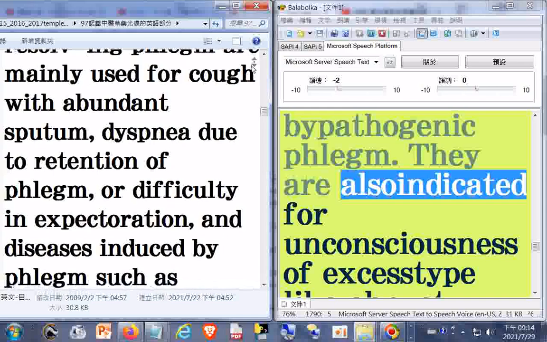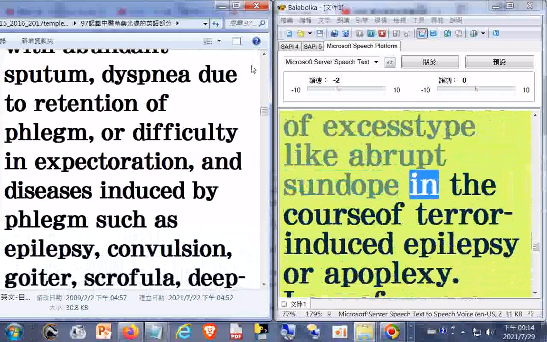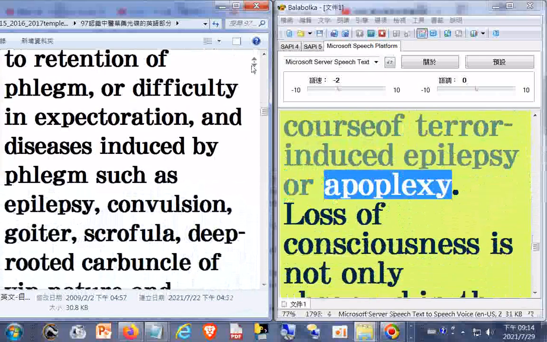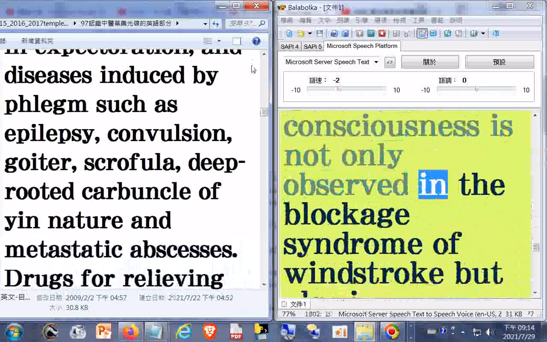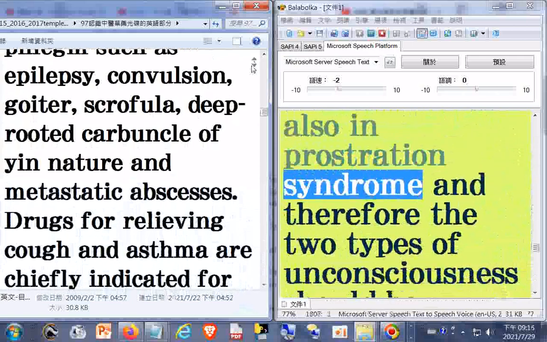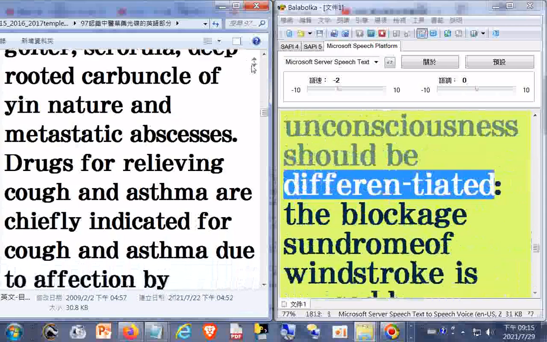They are also indicated for unconsciousness of excess type, like abrupt syncope in the course of terror, induced epilepsy or apoplexy. Loss of consciousness is not only observed in the blockage syndrome of wind stroke but also in prostration syndrome, and therefore the two types of unconsciousness should be differentiated.